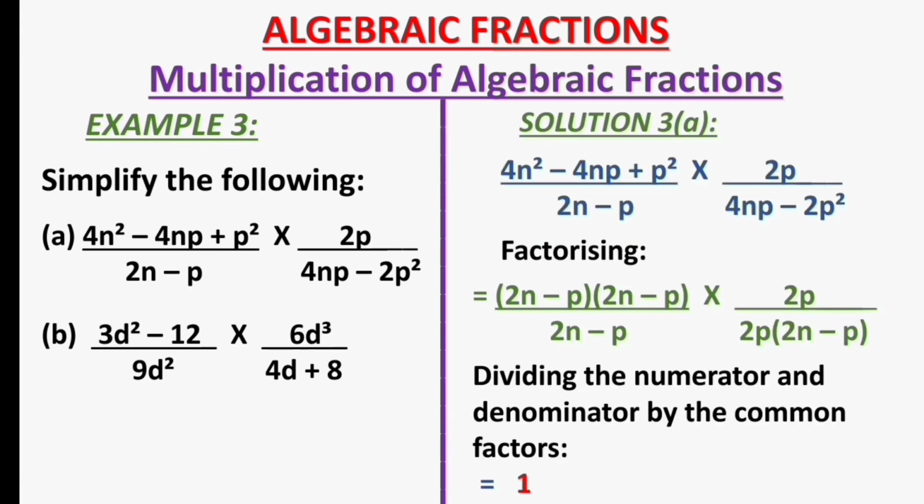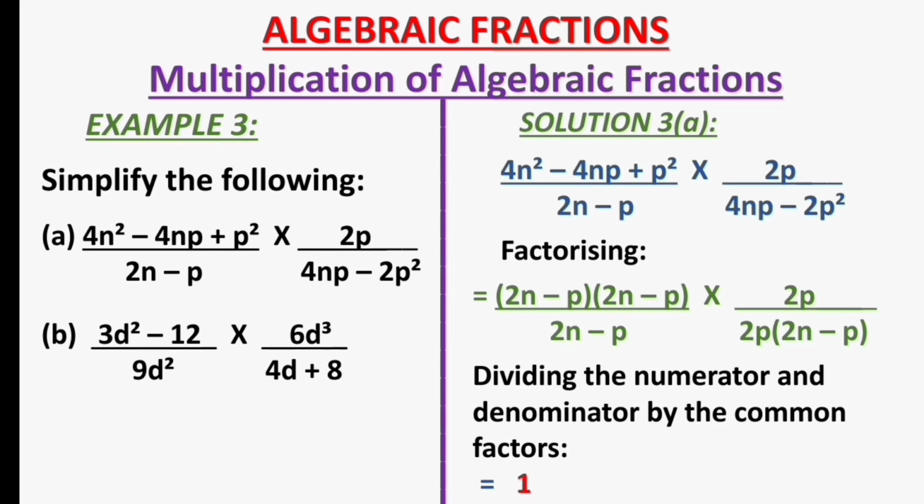In example 3a, we are multiplying the algebraic fractions (4n² − 4np + p²) divided by (2n − p) times 2p divided by (4np − 2p²). Factorizing the algebraic fractions, we are going to have (2n − p)(2n − p) divided by (2n − p) times 2p divided by 2p(2n − p). When you divide the numerator and denominator by the common factors, the answer to example 3a is 1.